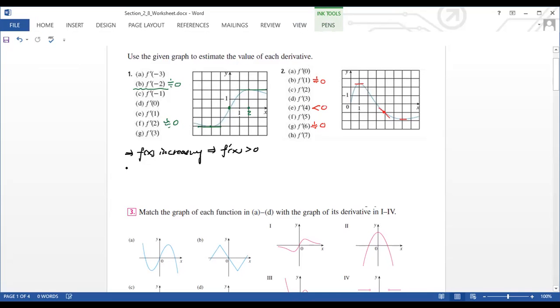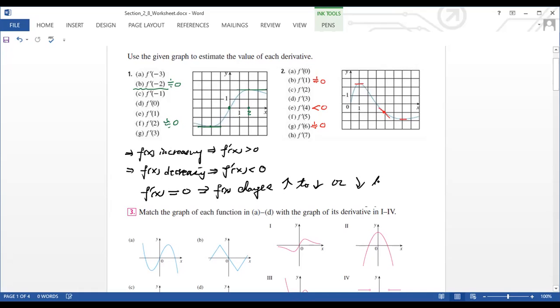And for a certain interval, if f of x is decreasing, then the derivative is going to be less than 0. And if the derivative is equal to 0, that means f of x changes from increasing to decreasing, or from decreasing to increasing, right? So that basically gives you an idea.